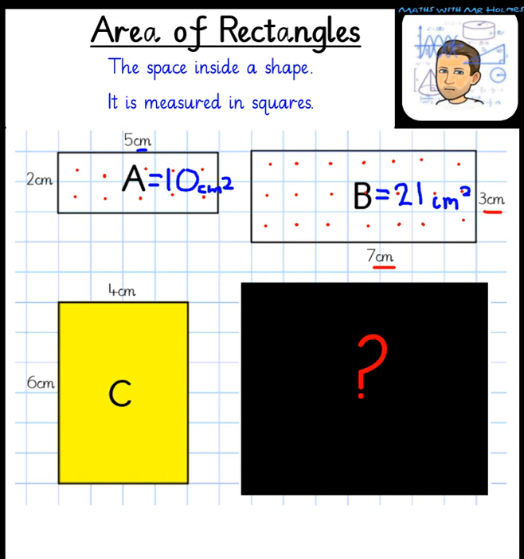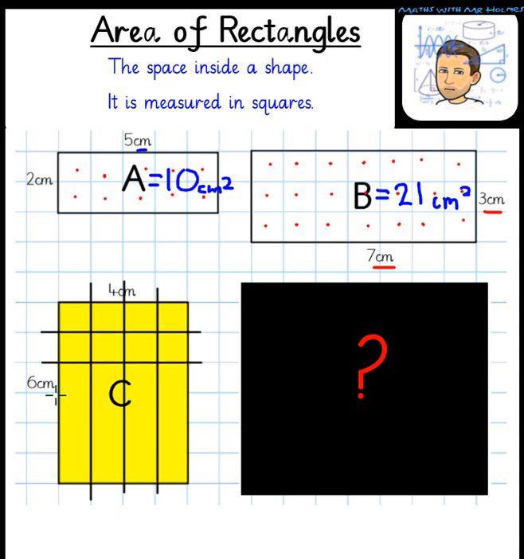Now, if you're unsure, what you could do is you can use the squares from the outside and you can draw lines so that you can actually see the squares inside the shape. So we draw our vertical lines, and then we'll have a go at drawing our horizontal lines. That's our lines from left to right that go across, like the horizon.